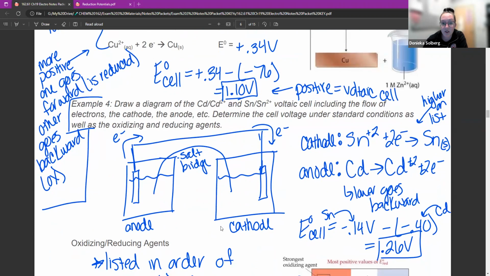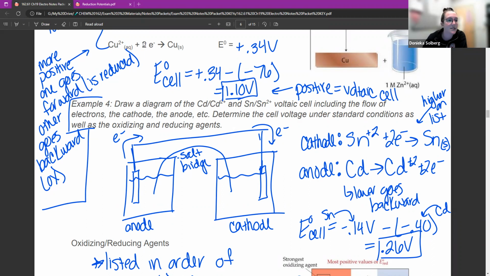Okay, so this is how I like to draw them. You draw your 2 beakers. I've got my metal pieces. I like to put my anode on my left and my cathode on my right, just the same as the notation, anode, cathode. As long as you label everything, you're good. You have to have a salt bridge, and you have to show which way your electrons are flowing, which is from anode to cathode.